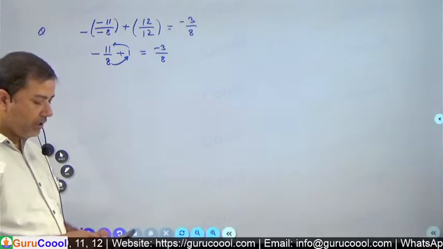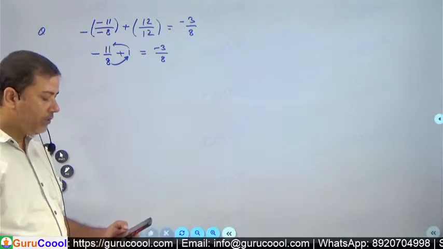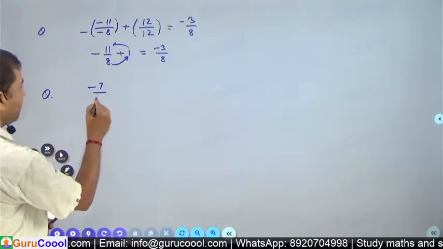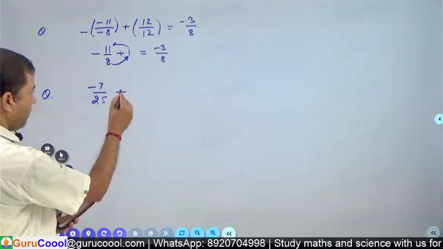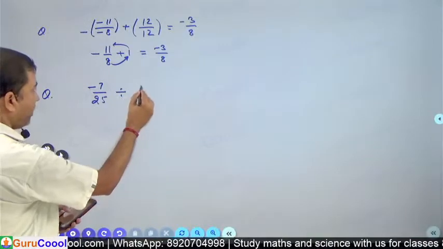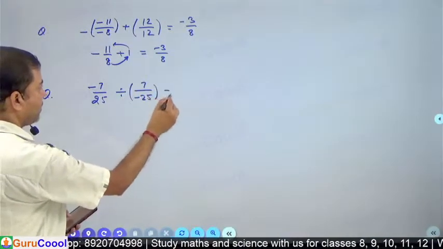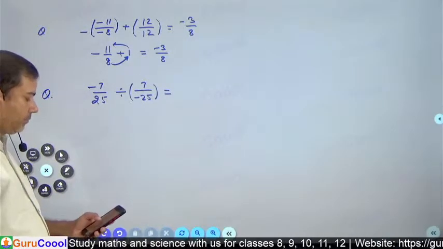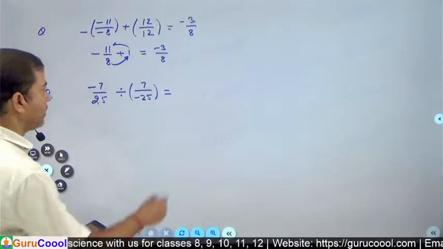Now be ready for the next question. Next question says find the value of minus 7 by 25 divide 7 by minus 25. Answer? Sir, 1. That's right. It's 1.